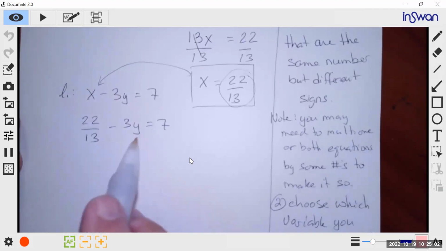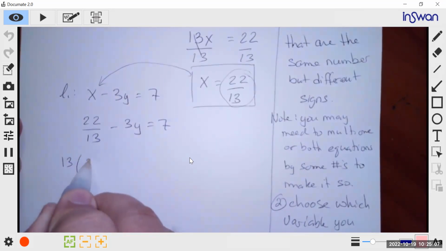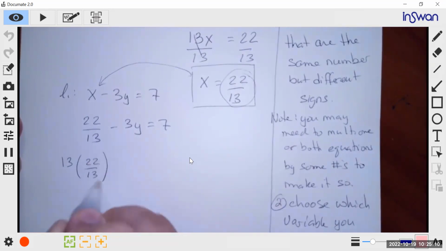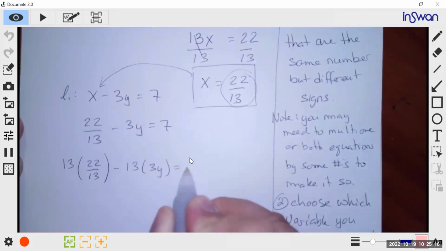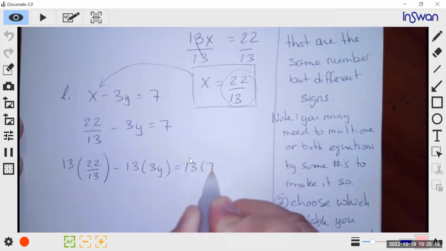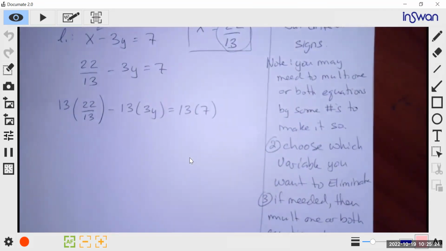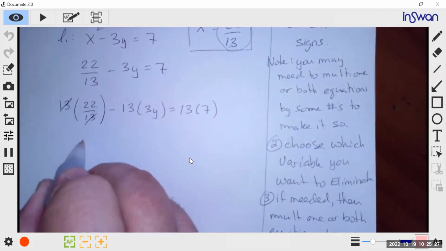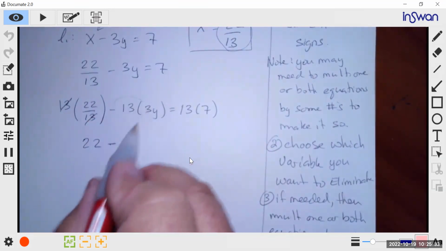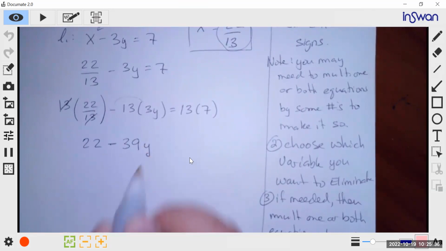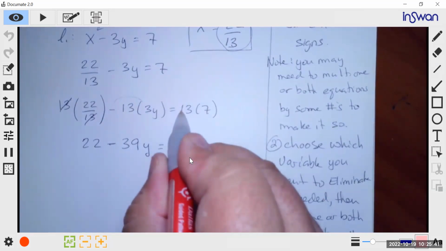Since we have a fraction and an equal sign, we have to multiply each term by the LCD, which is 13. Remember, whenever you have fractions and an equal sign, get rid of the fraction. 13's cancel. Negative times positive is negative. 13 times 3 is 39. 7 times 3 is 21. 7 plus 2 is 9.